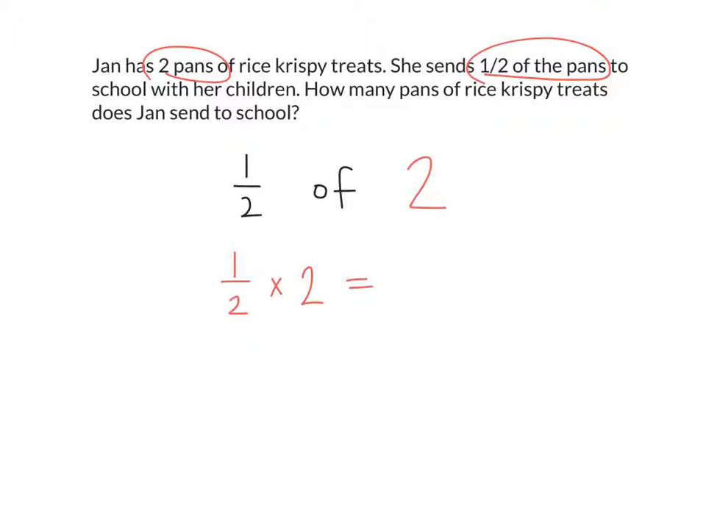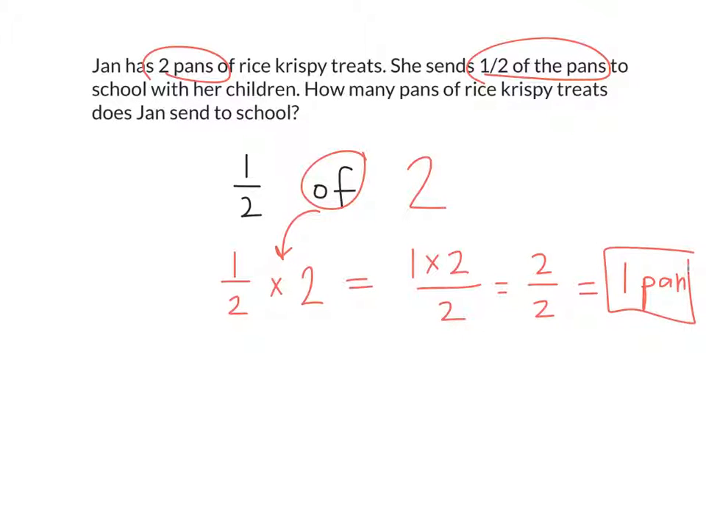1/2 times 2, because we know the word of just means multiply. So 1/2 of 2 is the same thing as 1/2 times 2. We know that. If I want to write that as one fraction, I would write it as 1 times 2 all over 2, which is 2 over 2, which is 1. So we know half of 2, we already knew that too, is 1 pan. So we know that Jan's going to send 1 pan to school with her children.